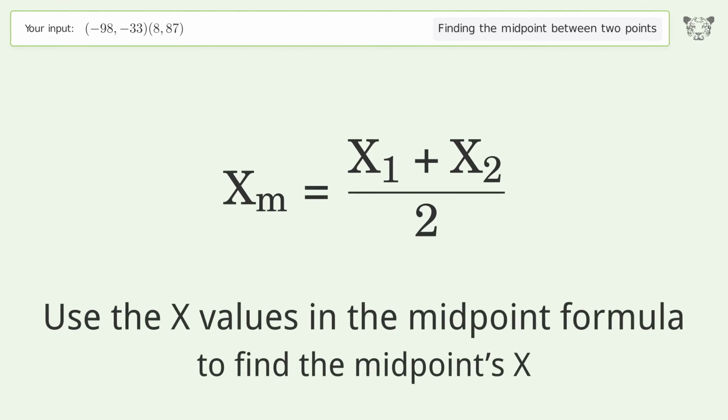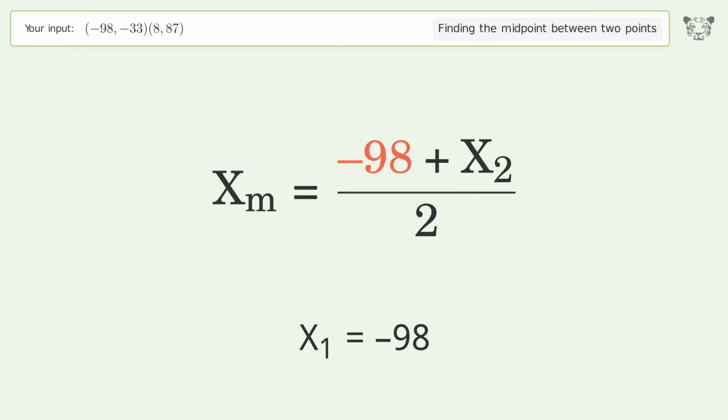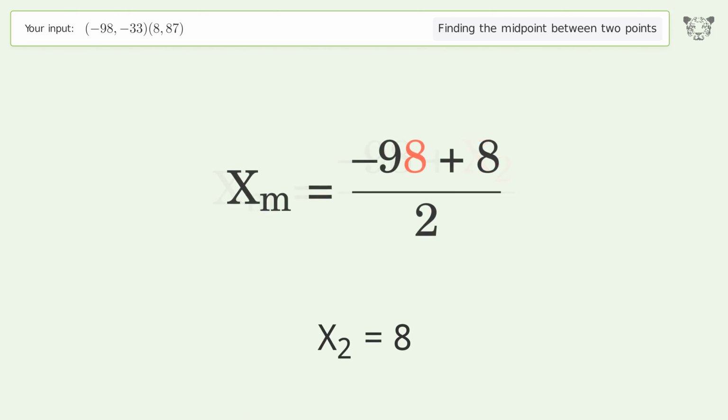Use the x values in the midpoint formula to find the midpoint's x. x1 equals negative 98. x2 equals 8. Simplify the arithmetic.